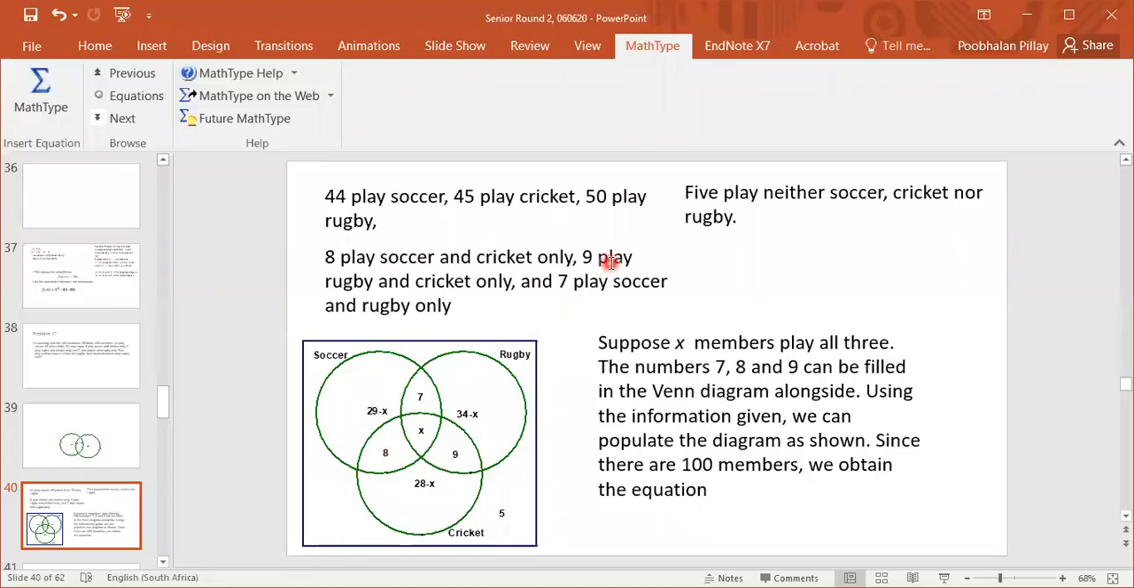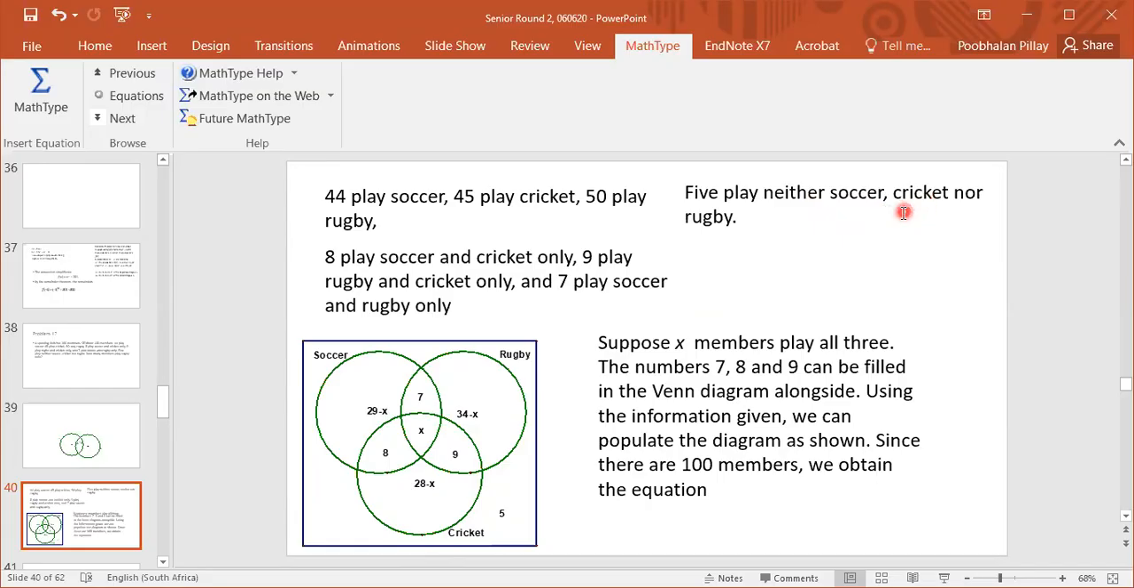Then you've got 9 play rugby and cricket only. So you got 9 here, like the previous case. And 7 play soccer and rugby only. Soccer, rugby, 7 here. So you can get the numbers 7, 8, and 9. That's the only information you've got. And of course, you've got how many people play soccer and how many people play cricket and how many play rugby, right?